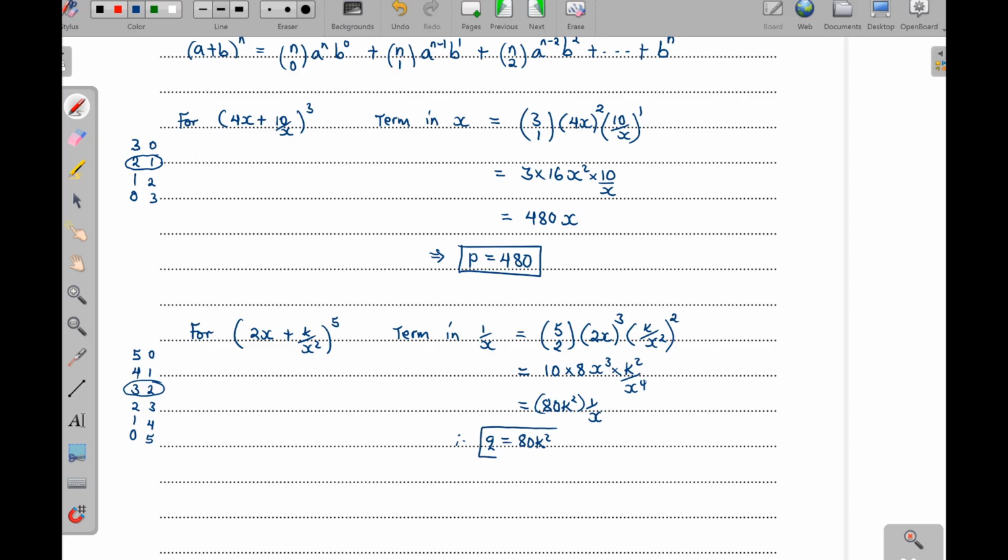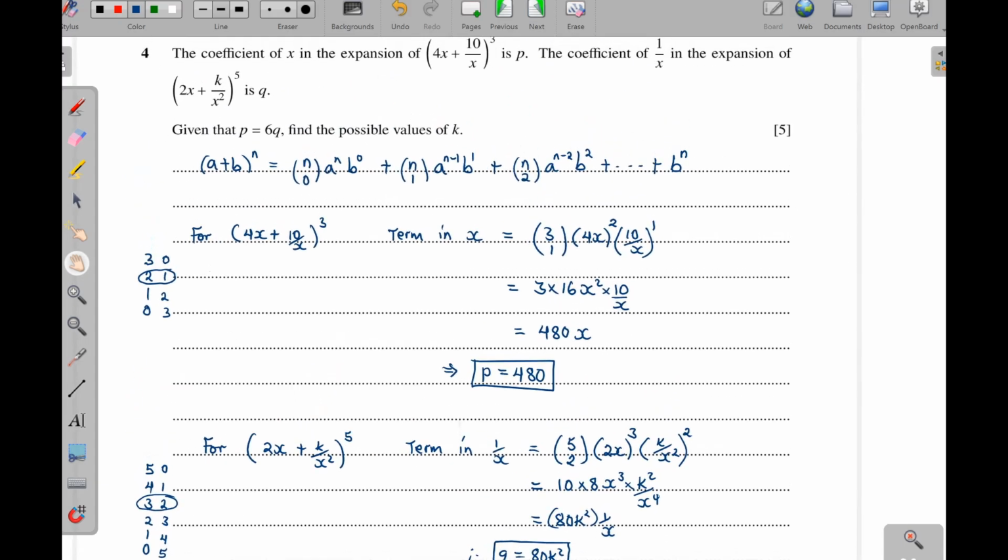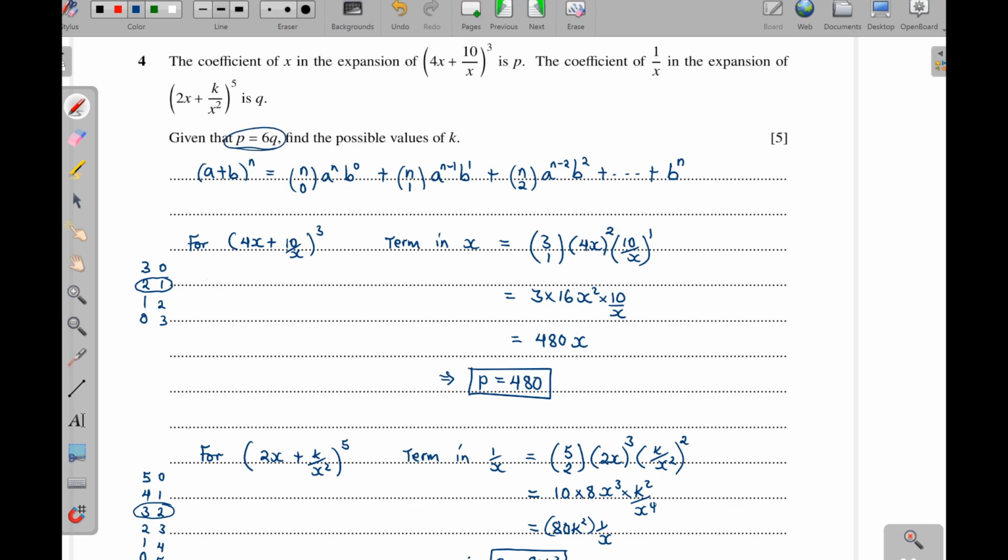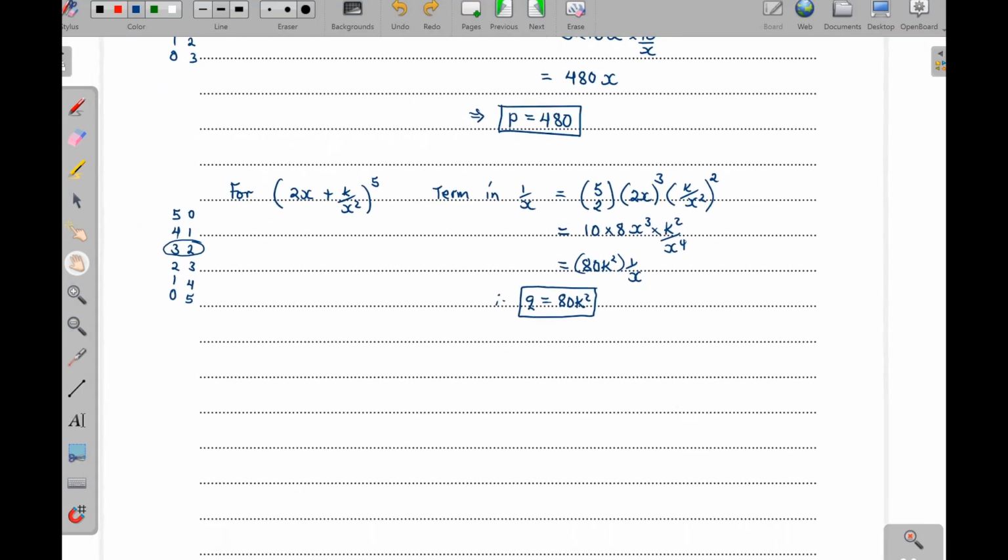But they also said here that given that p is equal to 6q, then find the possible values of k. So remember they said p is equal to 6q. Our p is 480, then is equal to 6, and our q is 80, then k squared, not so? Of course, this one is going to give you what? 6 times 8, that is 48. So you have 480, and also this one is 480 k squared.